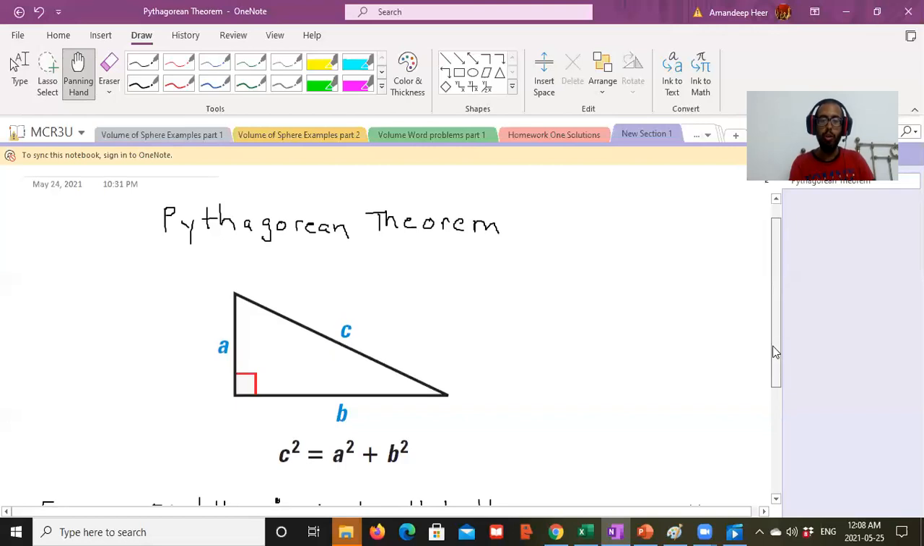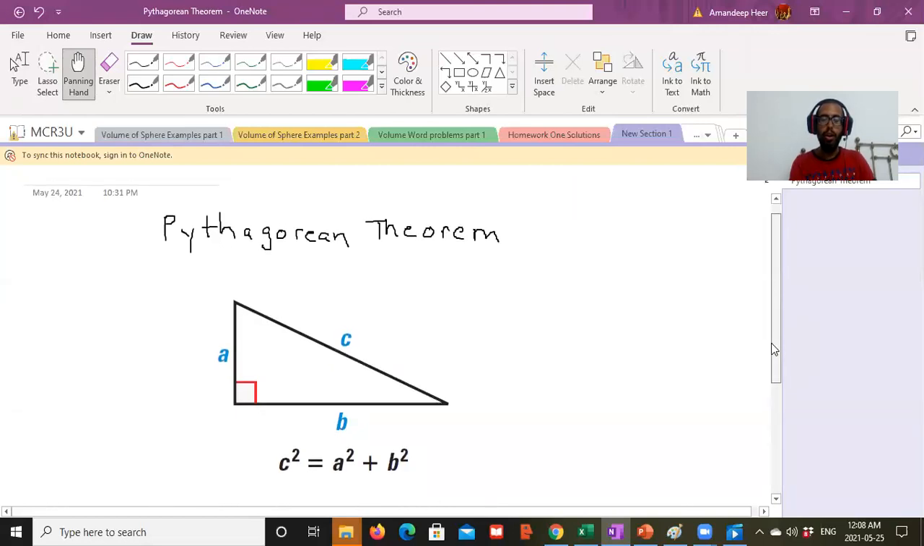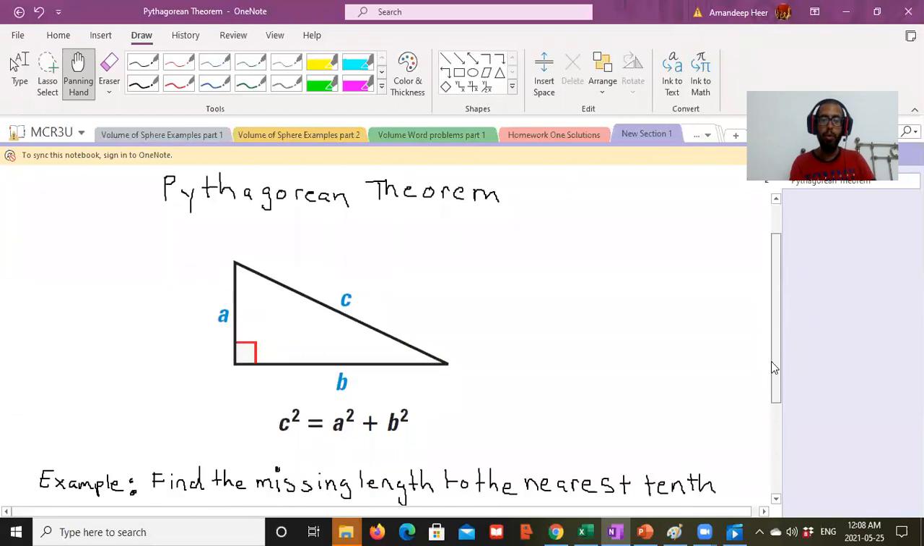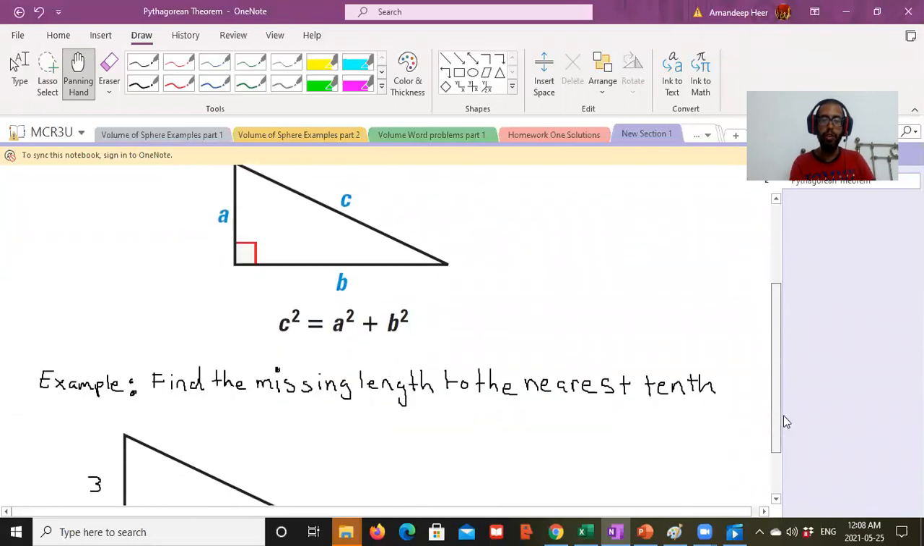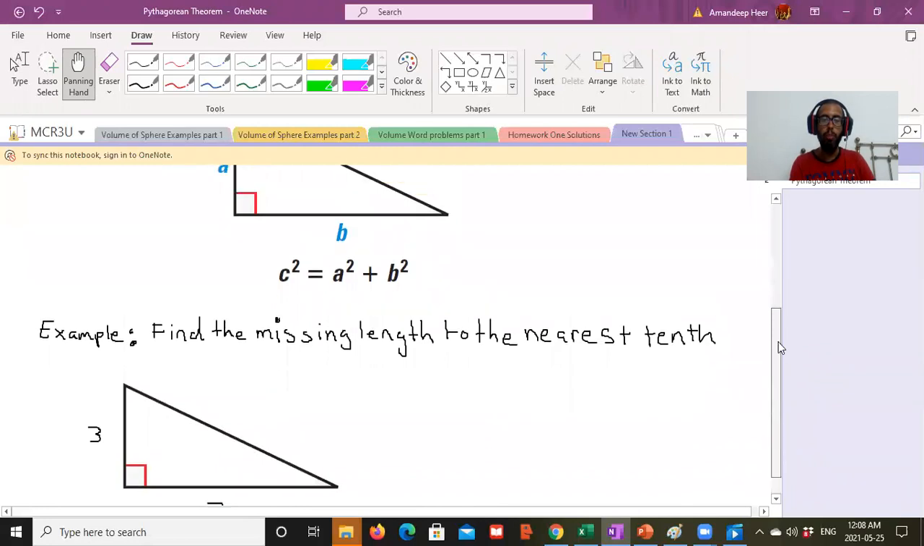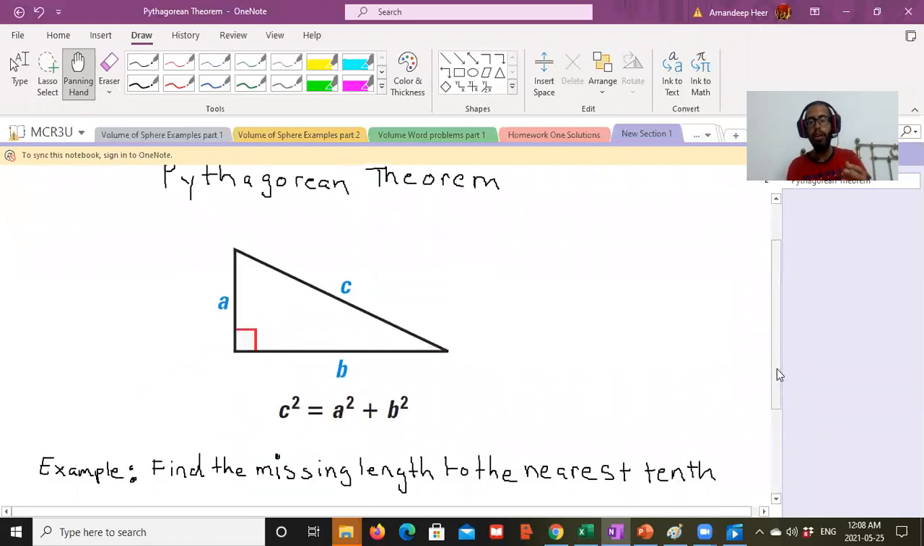Let's do an example to illustrate the Pythagorean theorem. Just to remind you, what's the purpose of the Pythagorean theorem? It is to find the missing length of a right triangle. It could be used to find the hypotenuse or one of the short sides. It's just there to find the missing side of a right triangle.